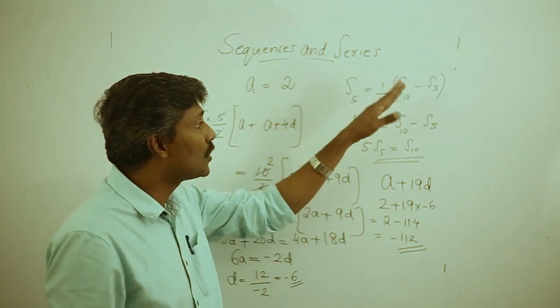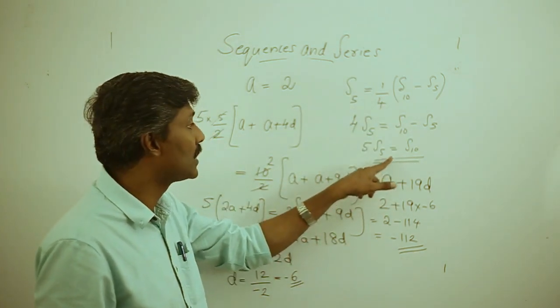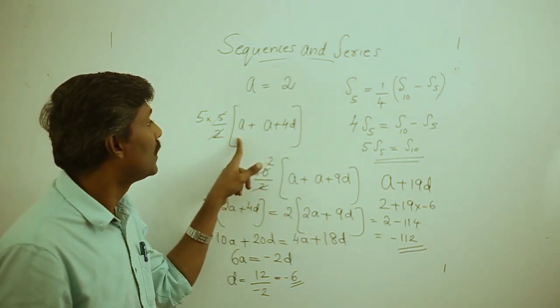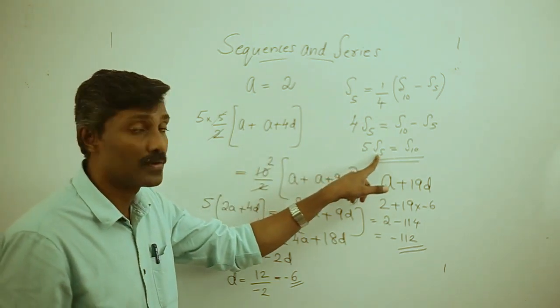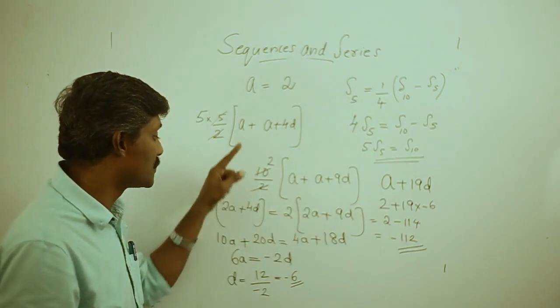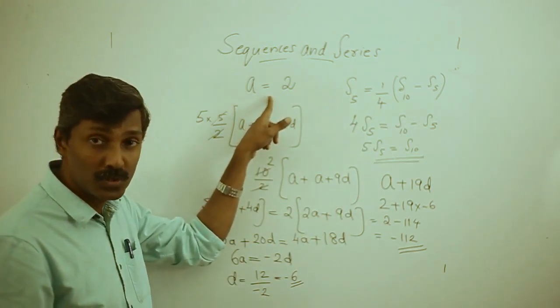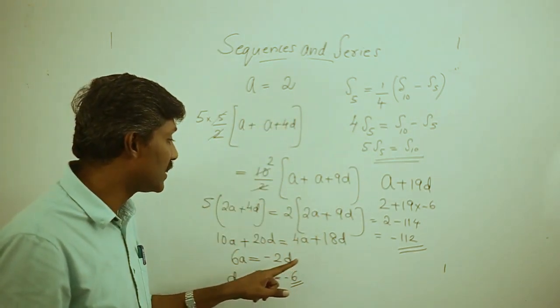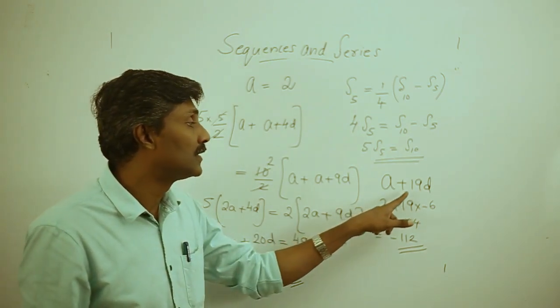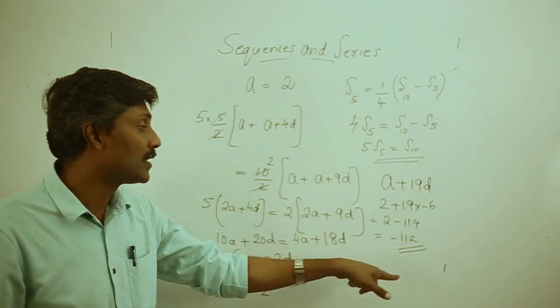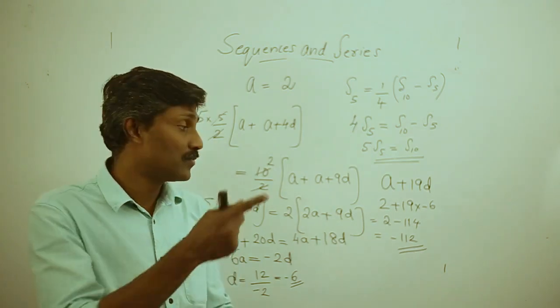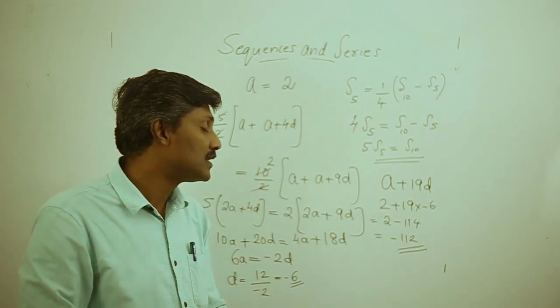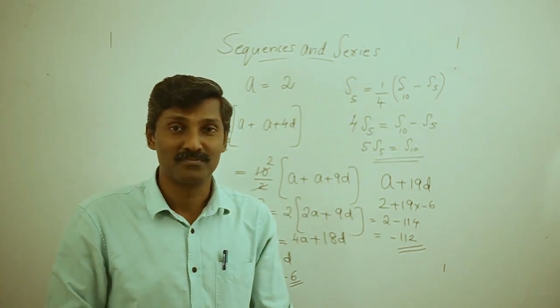Then you have understood the problem. So after solving these problems, we get this equation and we substitute the values. We use the equation for S5 and S10, and then you solve for A and D. We already know the value of A, so we get the value of D, and once you get the value of D, then the 20th term is A plus 19D, and you get the answer as minus 112. So we have proved the value of the 20th term as minus 112.